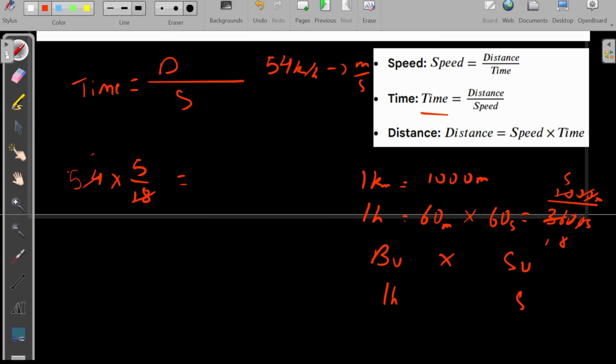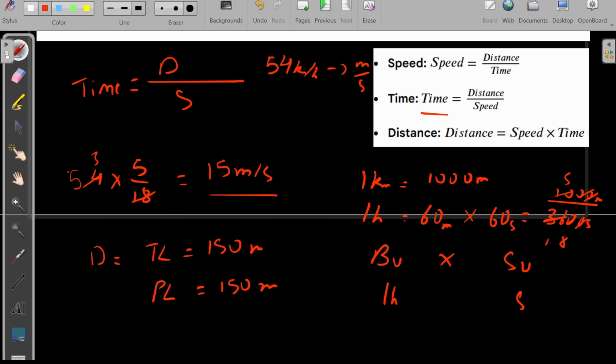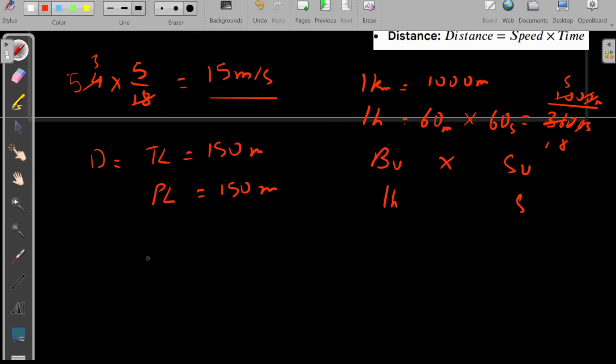Now 18 times 3 would be 54, 5 times 3 would be 15 meter per second. I have the speed unit also changed to meter per second, so I can plug this speed into my formula. But before we do that, we need to add our distance. Because we are given the train length is 150 meter. We are also given the platform length, which is 150 meter. So if I add the distance, that will be distance equals 150 plus 150. That will give me 300 meter.